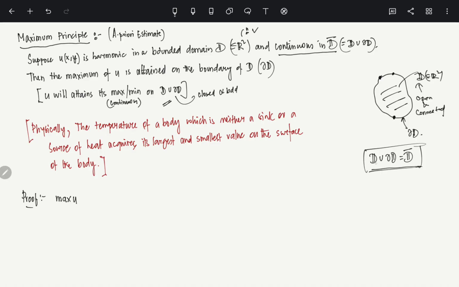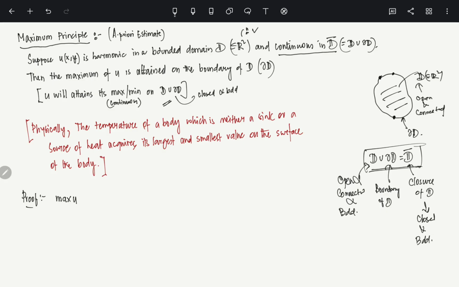So we are assuming that D union del D, that is your D bar, this we will call the closure of D. This is just a name. Del D is the boundary of the domain, and D is an open, connected, and bounded domain. So all of those properties are there for D. Clear? Del D is the boundary. If you put it all together, that is the closure of D, which is again closed and bounded. Is it okay?